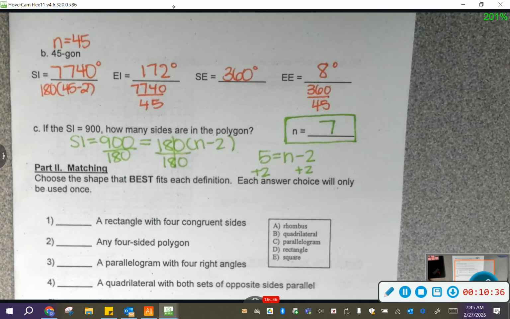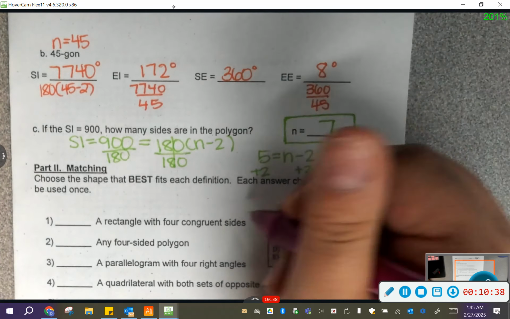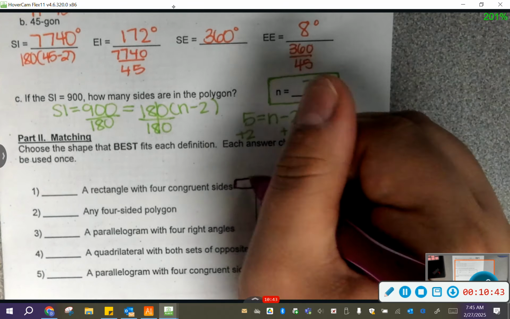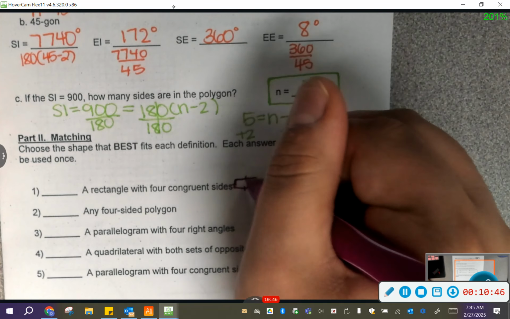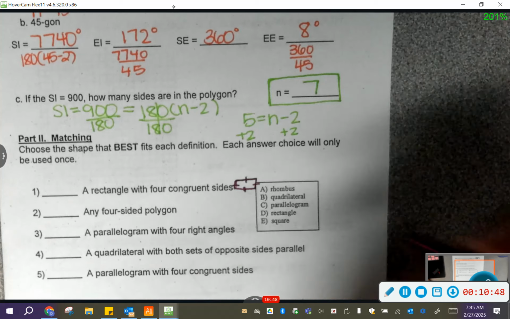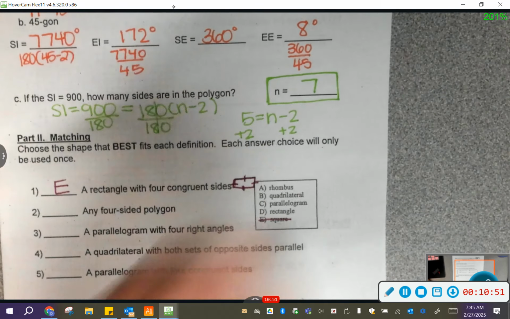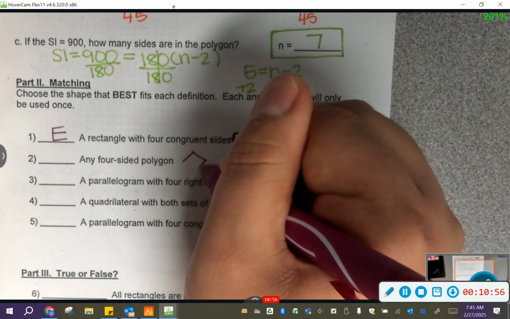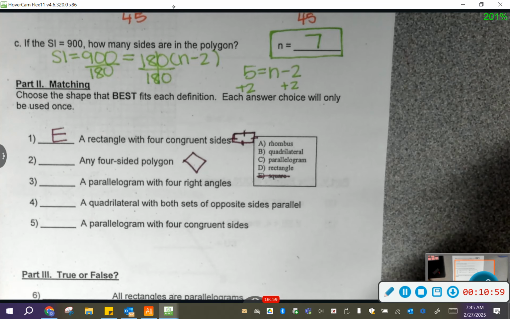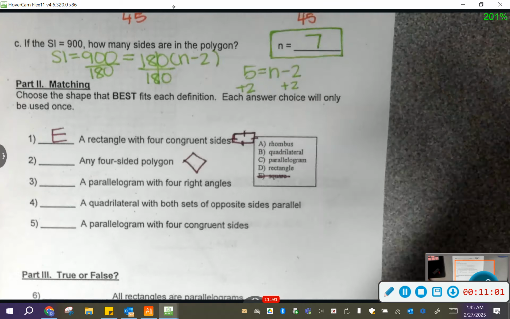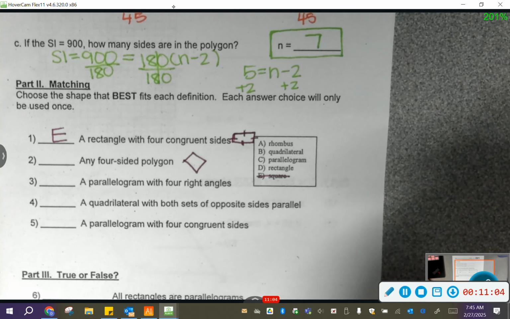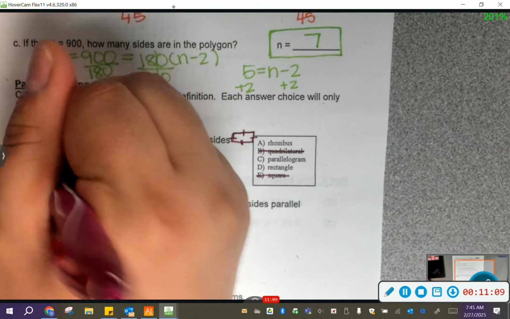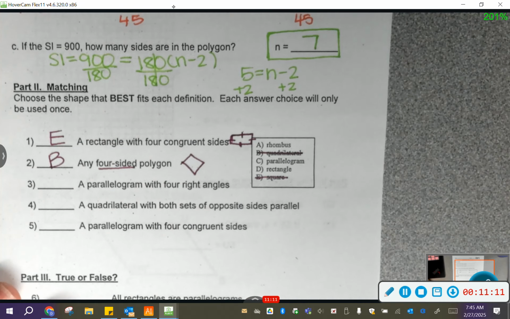For this next one, a rectangle. Let me draw it. A rectangle with 4 congruent sides. What is a rectangle with 4 congruent sides? Square. A square. That first one is E. What about anything with 4 sides? No. It just has 4 sides. I know nothing else. Nope. A quadrilateral. If it just has 4 sides and that's the only thing I know, it's a quadrilateral.